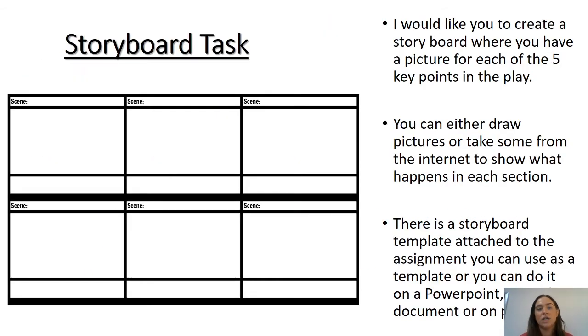Now what I would like you to do is do a storyboard task. So I would like you to create a storyboard where you have a picture of each of the 5 key points of the play that we just discussed here. So you can either draw pictures or take some from the internet to show what happens in each section. So it's completely up to you.